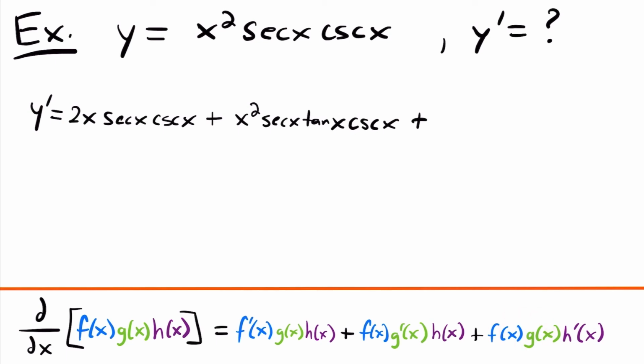So we're going to have x squared secant x times the derivative of our third function, which is going to be negative cosecant x cotangent x. Right, the derivative of cosecant x is negative cosecant x cotangent x.